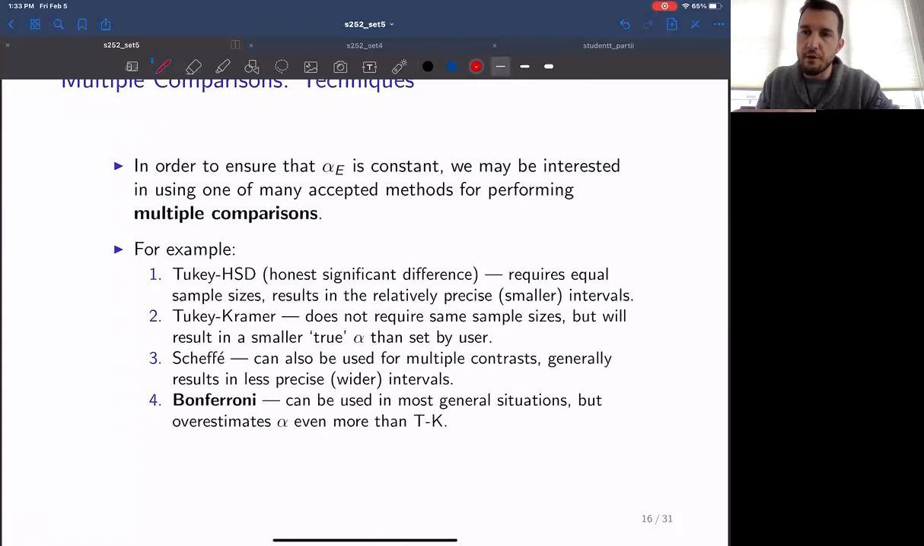To find the value of alpha subscript I, there are a number of different procedures that could be utilized. For example, on the slide, I've listed four: Tukey HSD, Tukey-Kramer, the Scheffé, and the Bonferroni. The Bonferroni is the approach that we're going to focus on in this lecture set, and it has a very simple adjustment to alpha subscript E to give us the alpha subscript I.